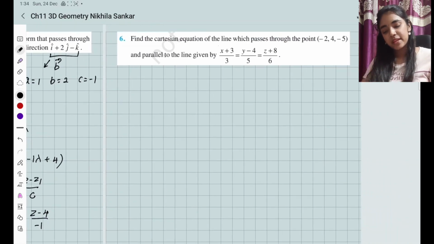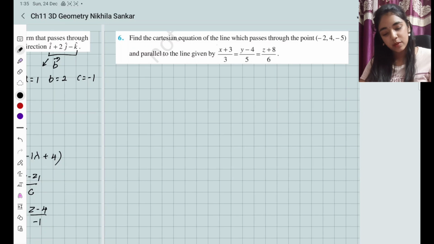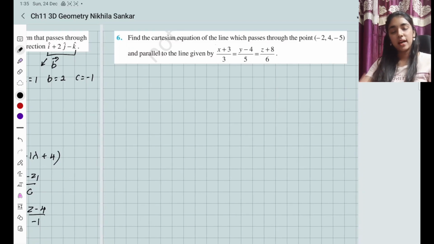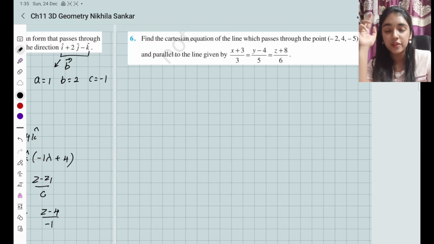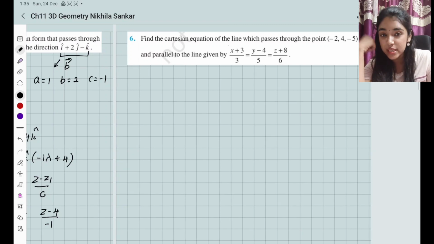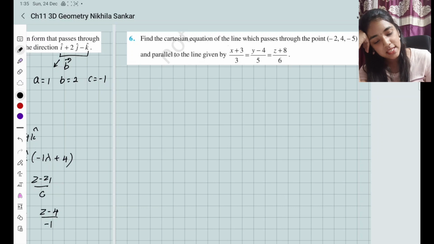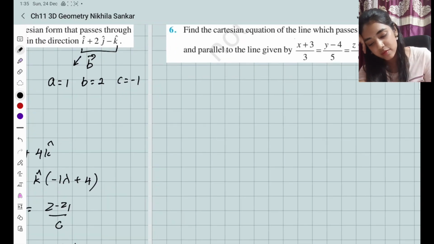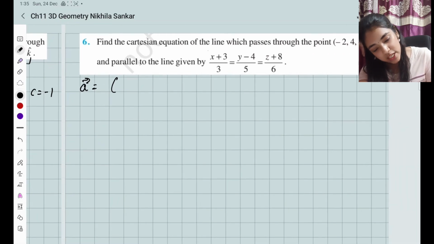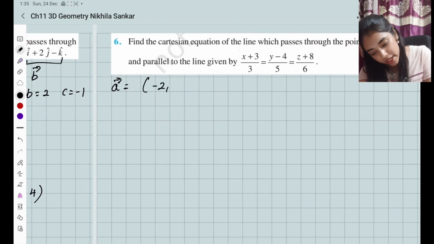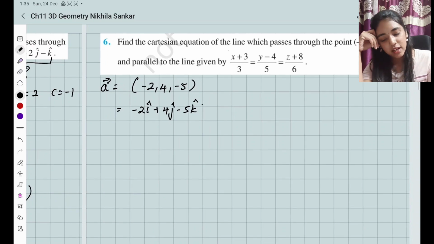Question number 6. Find the Cartesian equation of the line which passes through the point and is parallel to the line given by. இப்போ இந்த இடத்துல equation of line கொடுத்துட்டான். You have to first find out what your direction ratio is. அதுக்கப்புறம் தான் போடணும். Okay, so இப்போ passes through the point minus 2, 4, minus 5. கொடுத்திருக்கிறது என்ன? Passes through na we are talking about the a vector which has coordinates minus 2, 4, minus 5. So the vector is going to be minus 2 i cap plus 4 j cap minus 5 k cap and is parallel to the given line.